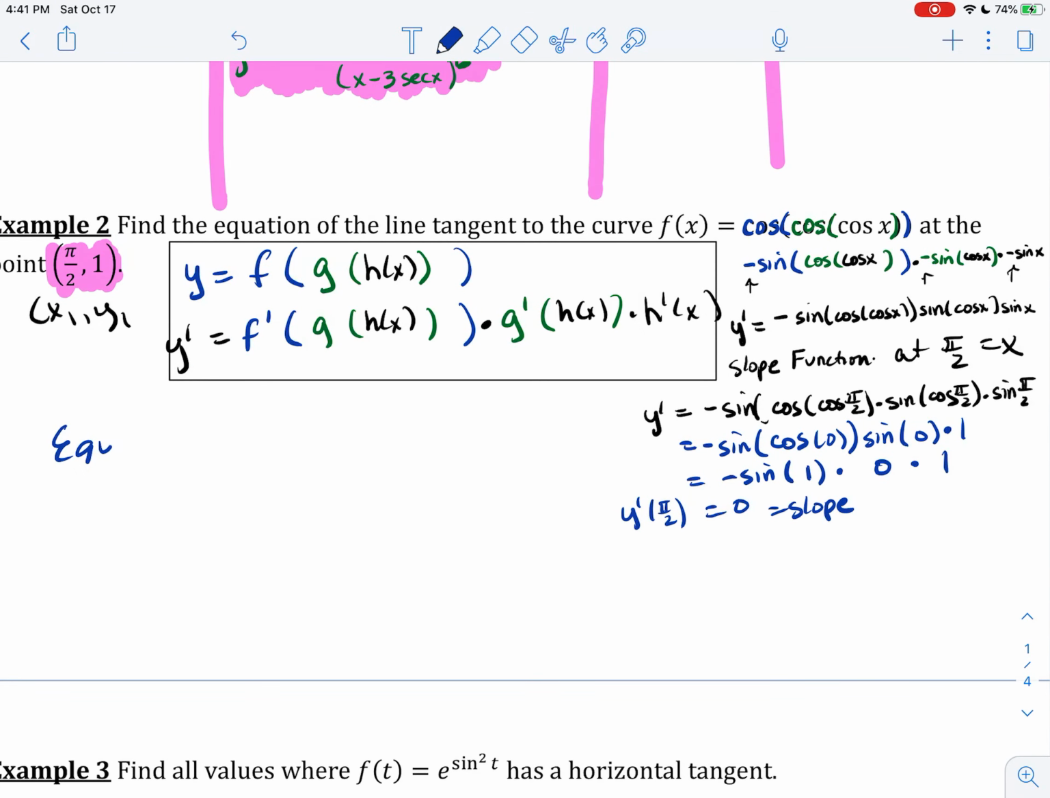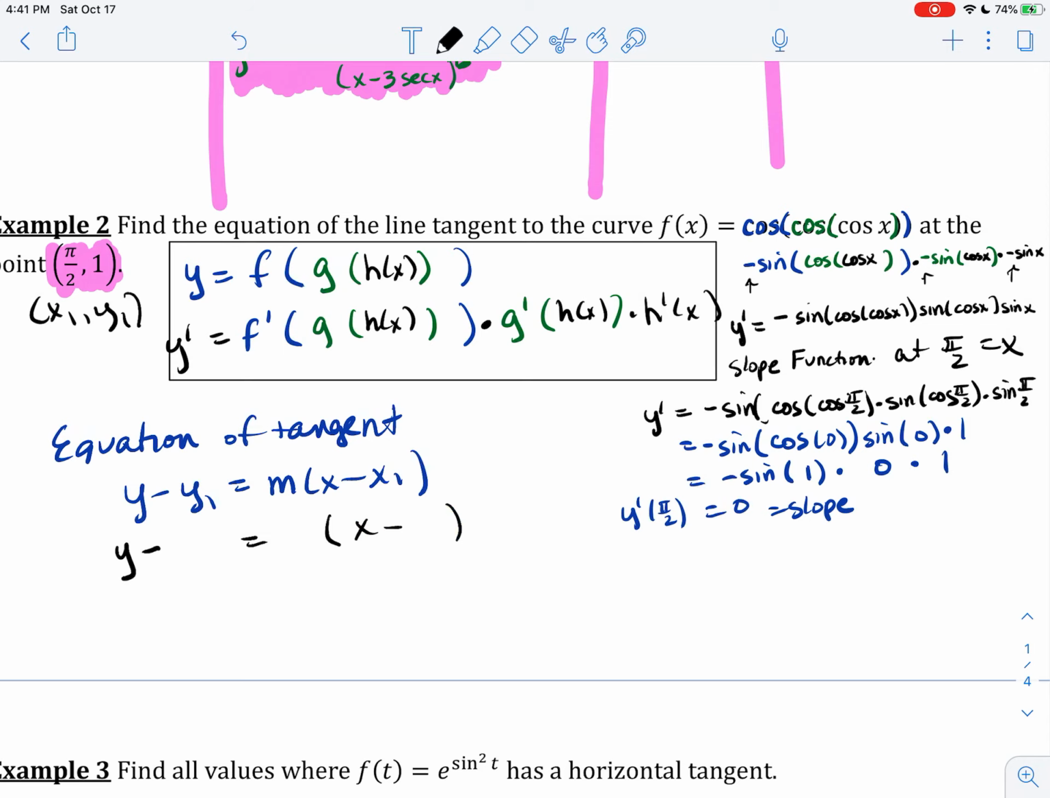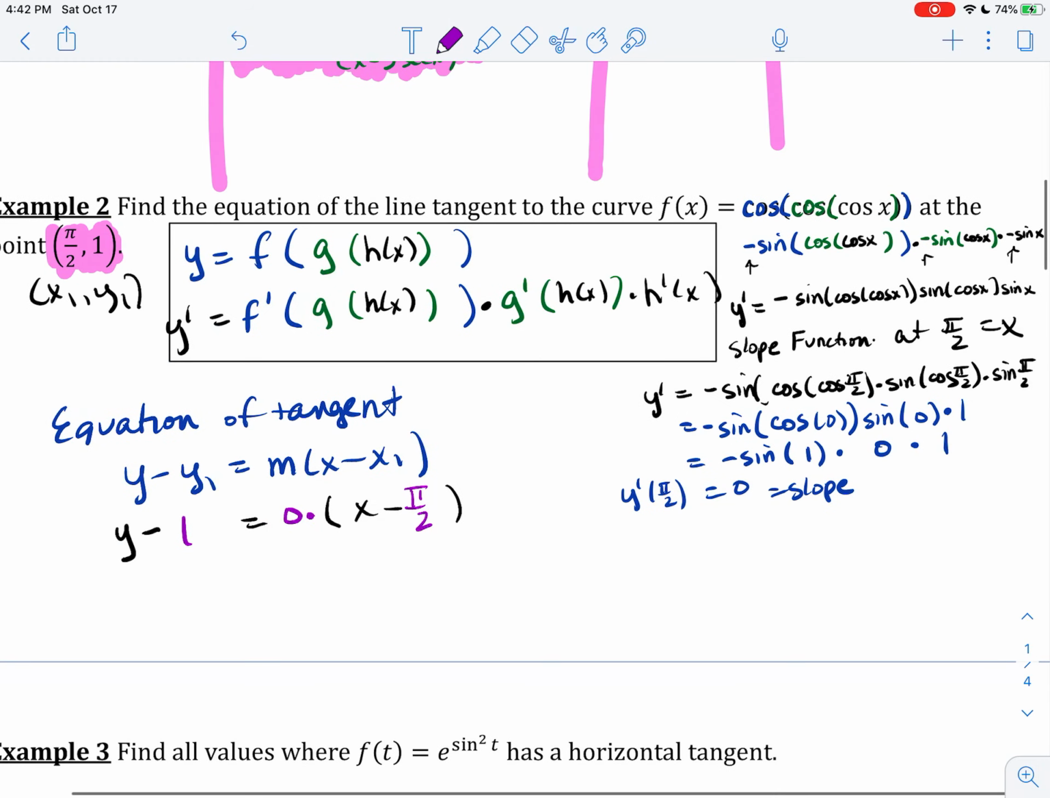And if I did just go ahead and put my equation together, typically you would use the point and the slope. So you're using the point-slope form, which is y minus y1 equal to m times x minus x1. I have my values of x1 and y1 up here, so I just plug them in, and I have my m, and I plug that in as well. And what do I get? My y1 is 1, my m is 0, and my x is pi over 2. Anything times 0 is 0, and so we end up with just y equal to 1 is our horizontal tangent.